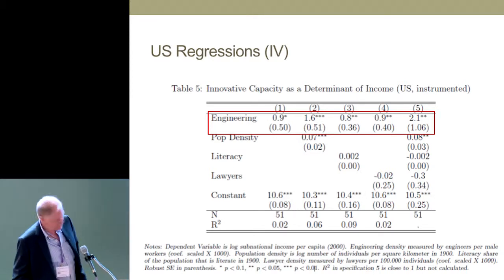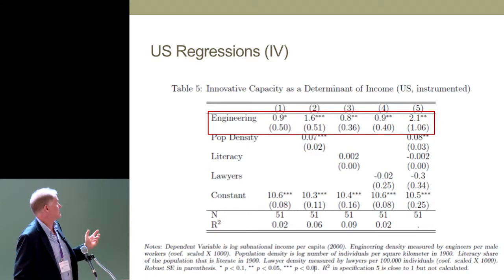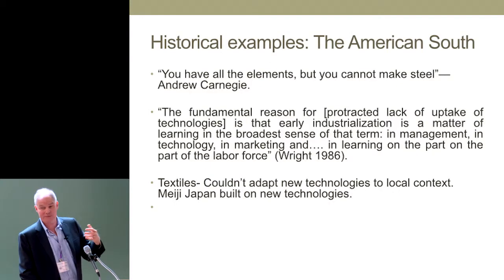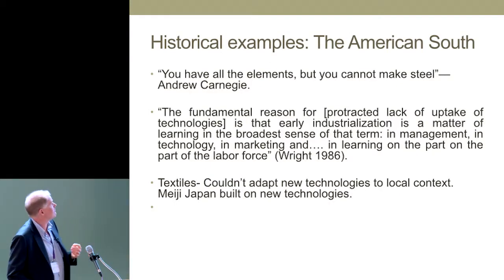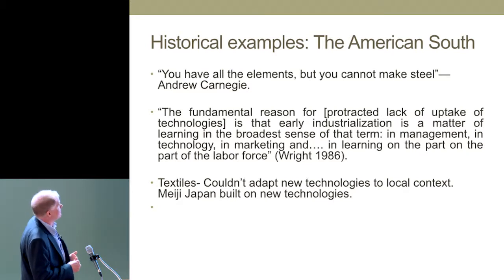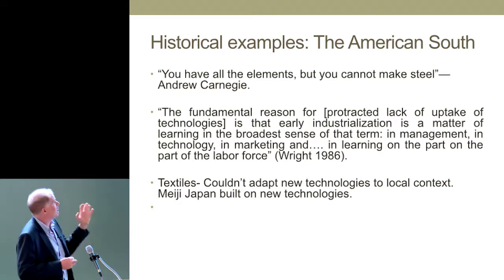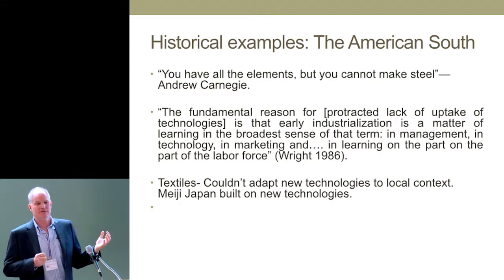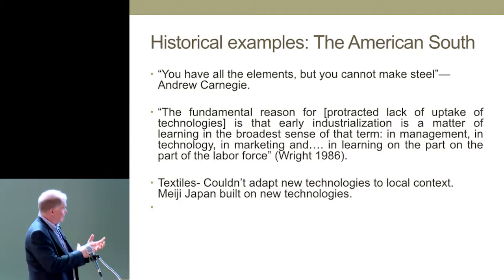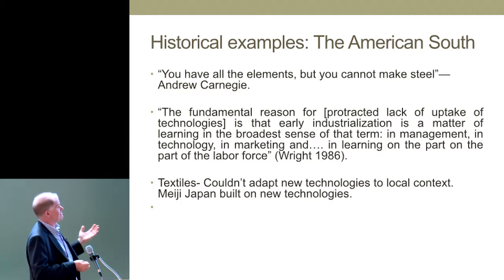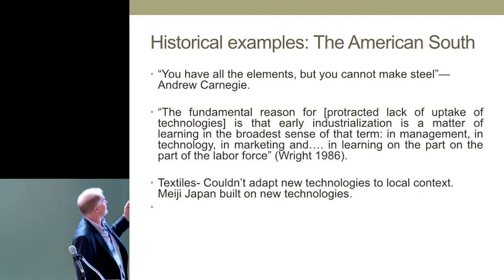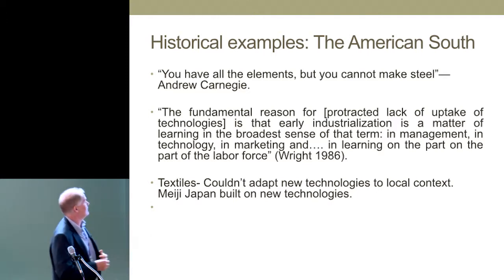Okay, so just a couple of historical case studies and mechanisms on why this is important. First is, I'll just steal from Gavin Wright directly in the American South. He has a very nice quote where he says, Andrew Carnegie's laughing at the Birmingham steel people. You have all the elements, but you cannot make steel, okay? They're trying to do it. They have all the stuff. They can't do it. And the reason, he says, is that early industrialization is a matter of learning in the broadest sense of that term, in management, in technology, in marketing, and learning on the part of the labor force.